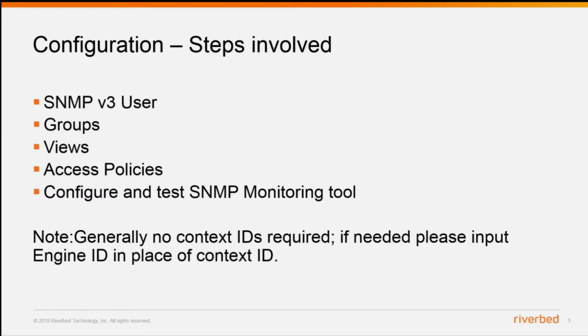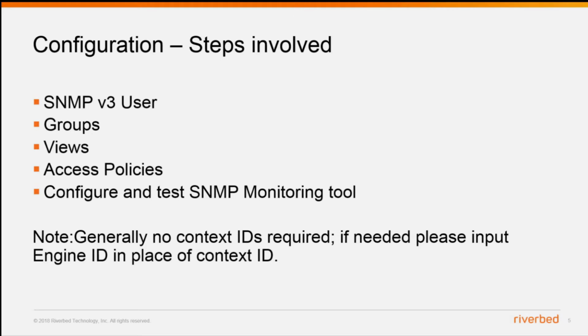Step 3. Create a view and add all OIDs that should be included or excluded from this view. Step 4. Create an access policy by associating group and view with security level. Step 5. Test the configuration with SNMP walk or other SNMP monitoring tools.